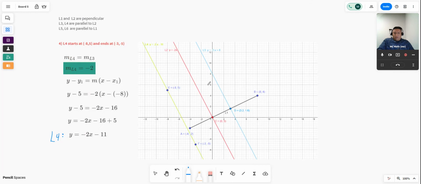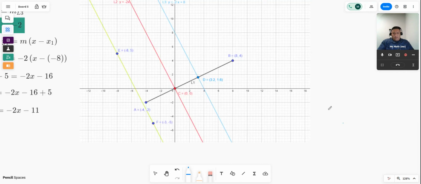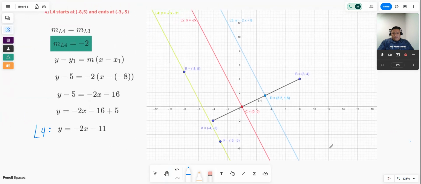All right, let's go to point number 4. Point number 4 is pretty straightforward. It starts at -8, -5 and ends at -3, -5. Okay, it's right here, -8, -5. Let me zoom in a little bit. And -3, -5 is right there.